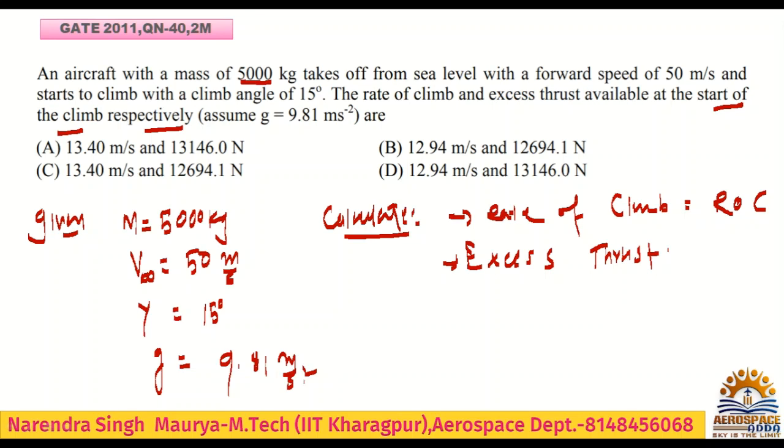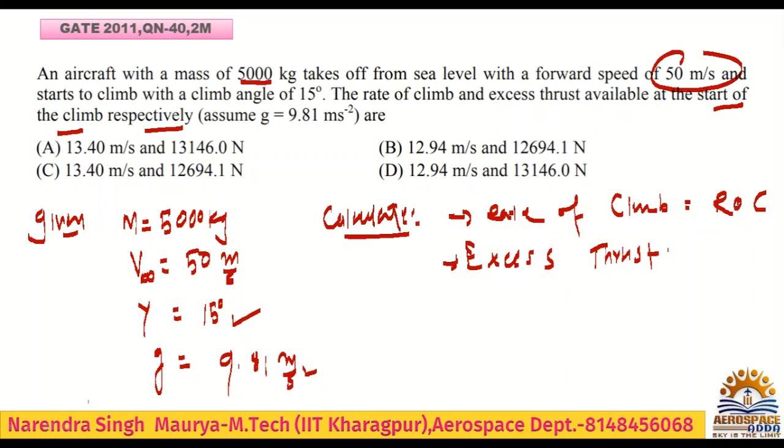So hope you all understand. This is a very nominal case. One aircraft is there and its mass is given, and that aircraft is going to take off from sea level. At that time the forward speed is given, 50 meters per second, and now it starts to climb. So the climbing angle gamma is 15 degrees, and they are asking for the rate of climb and the excess thrust. This is for 2 marks, guys.